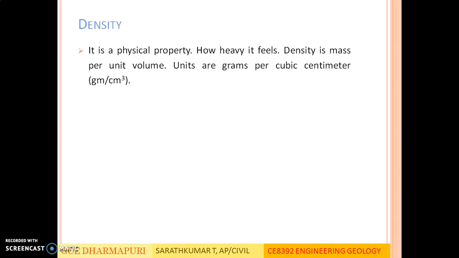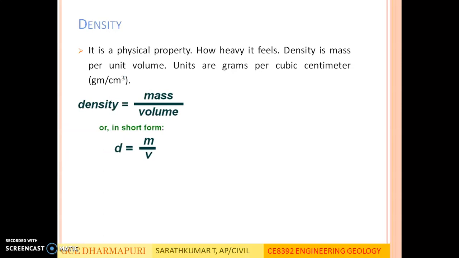So density, this we have already seen in the physical properties of minerals. It is a physical property. It is how heavy it feels. Density is mass per unit volume. Units are gram per cubic centimeter, or kilogram per meter cube, or kilonewton per meter cube. So once you know the mass and the volume of a rock, you can easily find density.